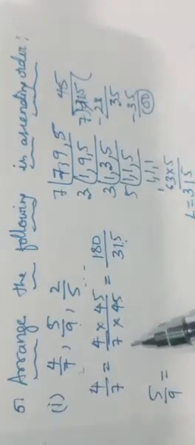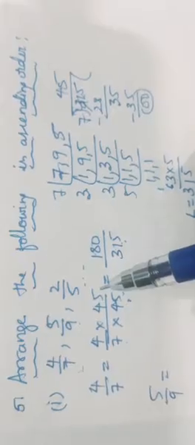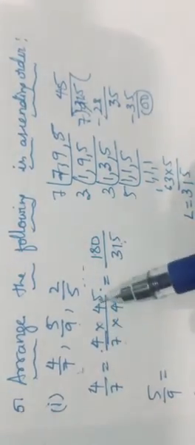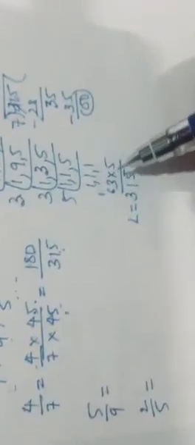Therefore, that 45 will multiply in the denominator. The same 45 will be multiplied in the numerator, children. 4 45s are 180. 45 7s are 315.